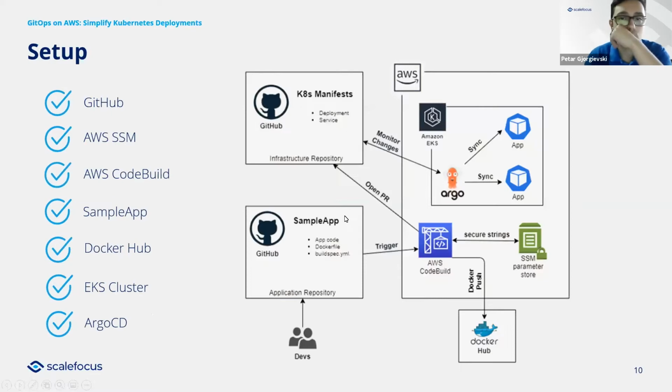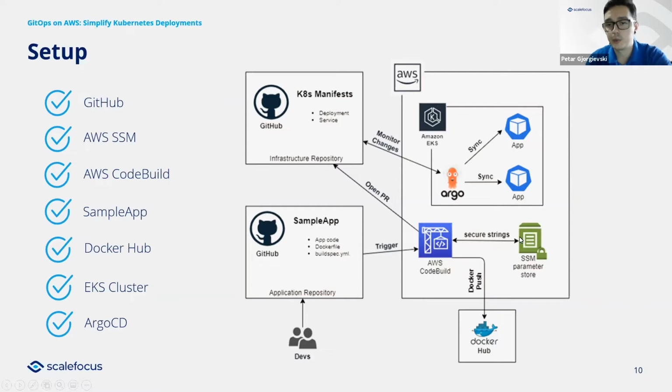So we have two GitHub repositories, one containing the application and the Dockerfile, and the build-spec.yaml file for the AWS CodeBuild. And the other one just contains the Kubernetes manifest files for the deployment and the service of a sample node application we are going to deploy. So how it works, the developers open a pull request towards the application repository, which then in turn triggers the AWS CodeBuild job, which builds the Docker container and pushes the Docker image towards Docker Hub, and in turn opens a pull request towards the infrastructure repository.